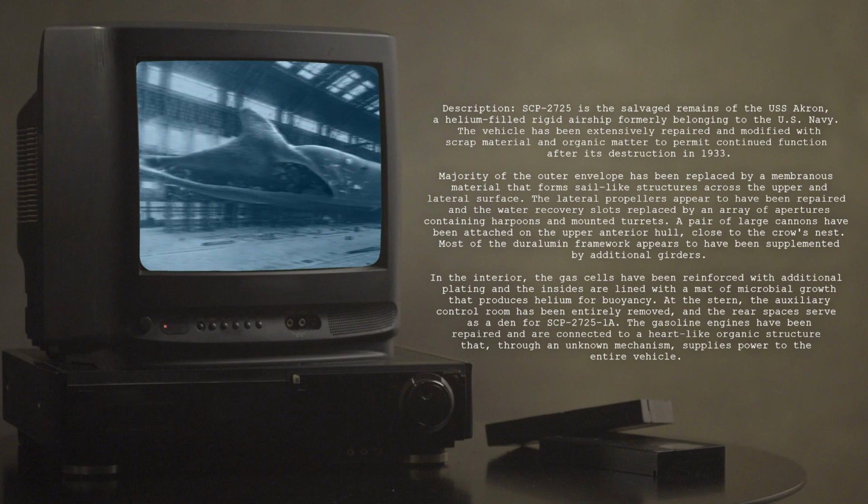Description: SCP-2725 is the salvaged remains of the USS Akron, a helium-filled rigid airship formerly belonging to the U.S. Navy. The vehicle has been extensively repaired and modified with scrap material and organic matter to permit continued function after its destruction in 1933. Majority of the outer envelope has been replaced by a membranous material that forms sail-like structures across the upper and lateral surface.